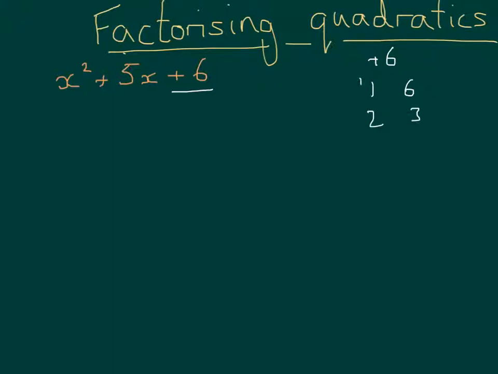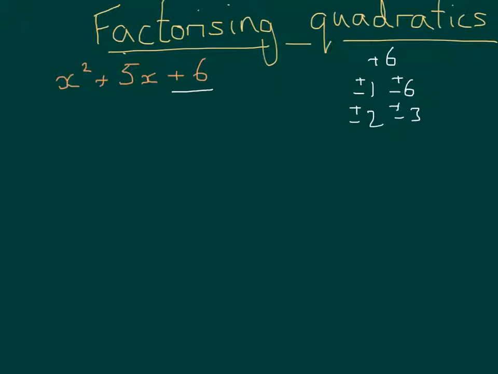But it could be plus 1 times plus 6 or minus 1 times minus 6. Again, it could be plus 2 times plus 3 or minus 2 times minus 3, because a plus times a plus is a plus and a minus times a minus is also a plus.